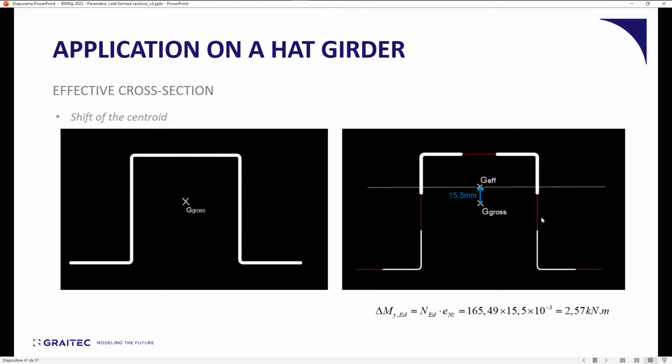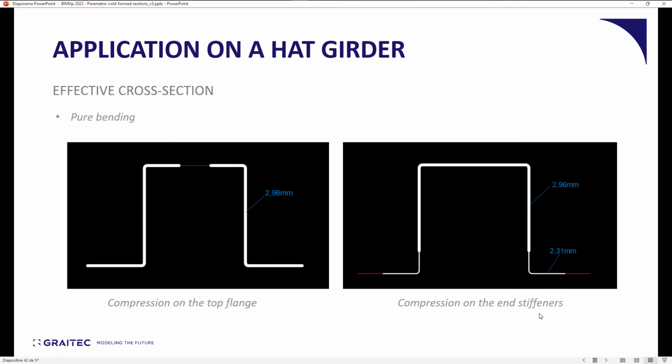And remember that, because you've got a change in the section, because you're losing some ineffective parts, and the reduced thickness, this is causing a shift of the centroid of the section. So the axial force is now applied with an offset, and this shift of the centroid combined with the axial force is bringing you an additional moment that must be considered in the calculation.